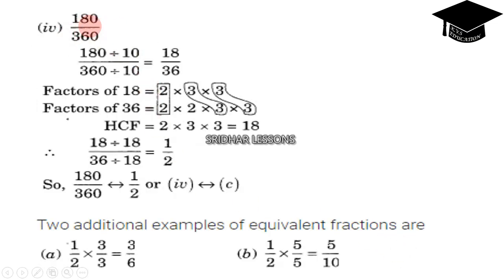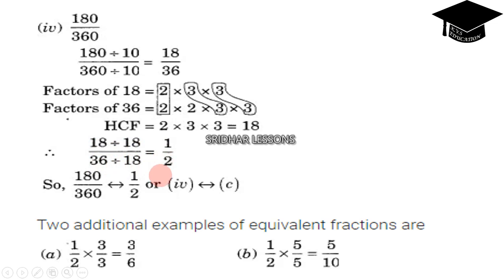Problem number 4, 180 divided by 360. So we can directly cancel these zeros, so we get 18 by 36, or we can divide these numbers by 10 in numerator and denominator, so that you get 18 by 36. The factors of 18 are 2 into 3 into 3, and the factors of 36 are 2 into 2 into 3 into 3. So the common HCF is 2 into 3 into 3, that is 18. So 18 divided by 18 by 36 divided by 18 is equal to 1 by 2.